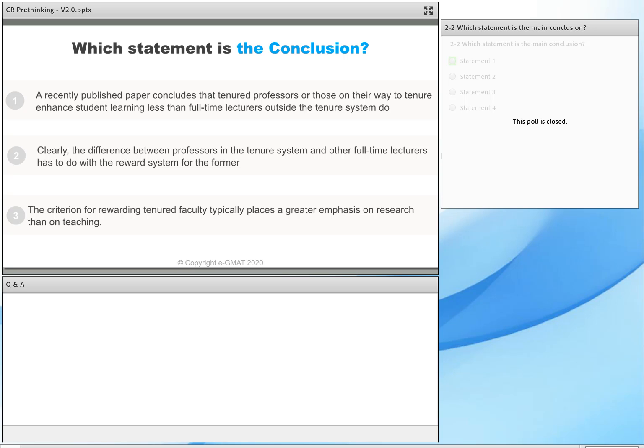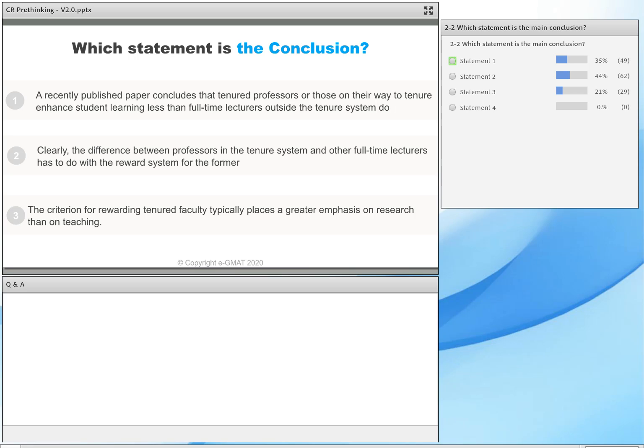Now, one thing I want to tell you is that the main conclusion is always by the author of the argument. The second thing is the main conclusion is what the author wants you to believe. It's a central idea of the argument. It's what the author wants you to take away. Okay. So with that, let me broadcast the results.